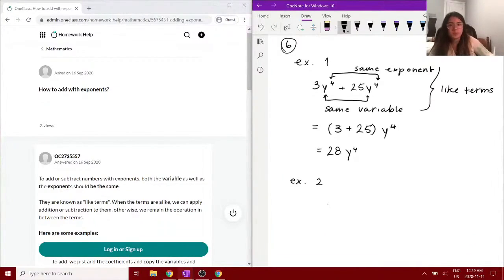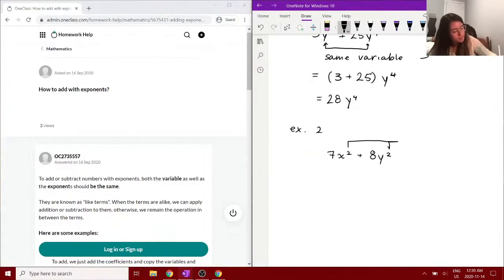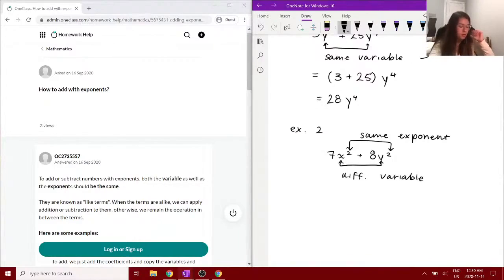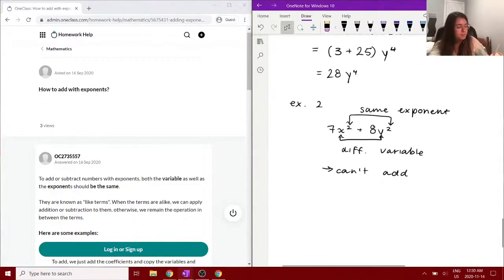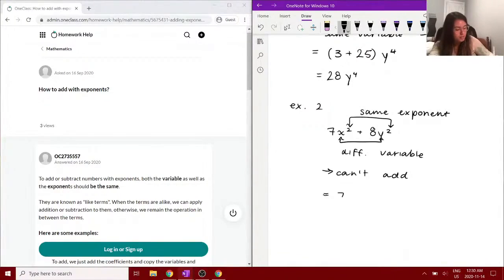But let's look at a different example. Second example, if we have 7x squared plus 8y squared. Now we have the same exponent again, which is a 2. But we notice that one is x and one is y, so we have different variables. And when you have unlike terms, or in this case two different variables, we can't add. So when we can't add, we'll just leave them the same. It remains 7x squared plus 8y squared.